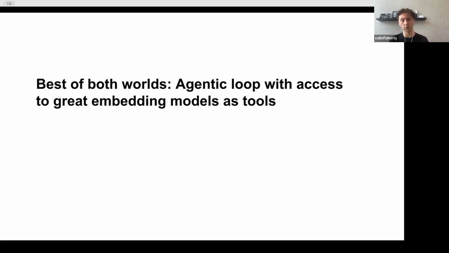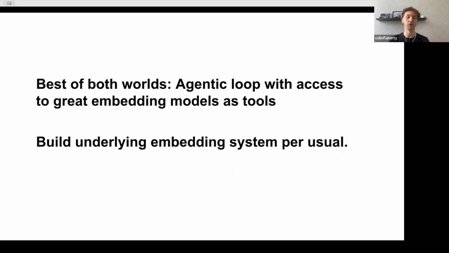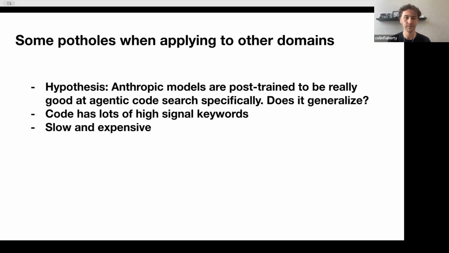So what's the best of both worlds? You can imagine this agentic loop, but with access to great embedding models as tools. In order to build this, you still build your underlying embedding system per usual, and you just surface it to your agent as a tool, similarly to how we surfaced grep and find as tools.